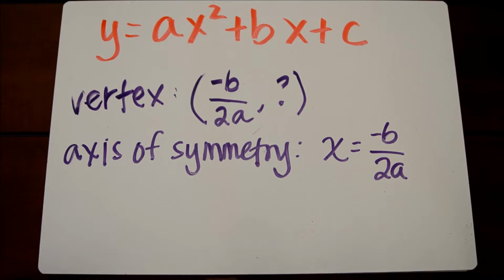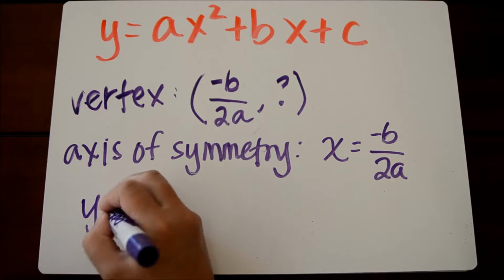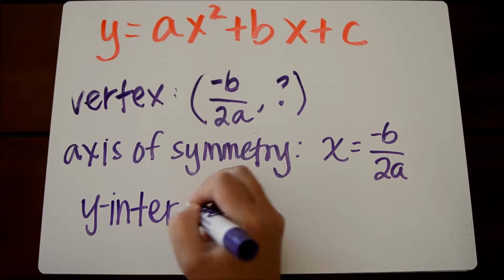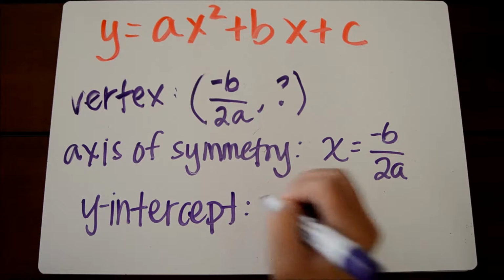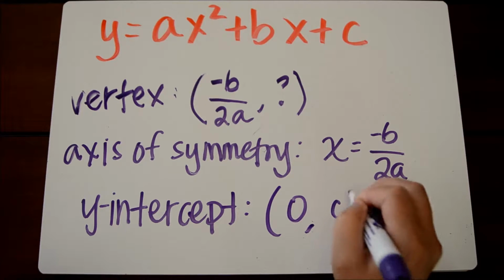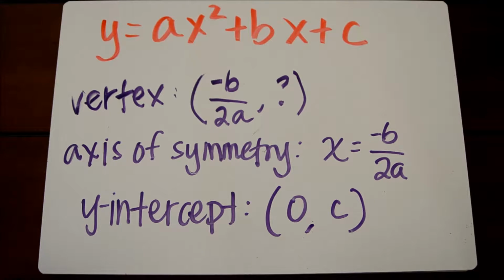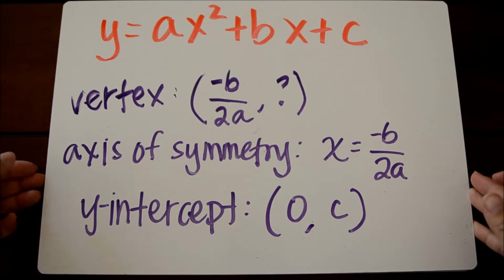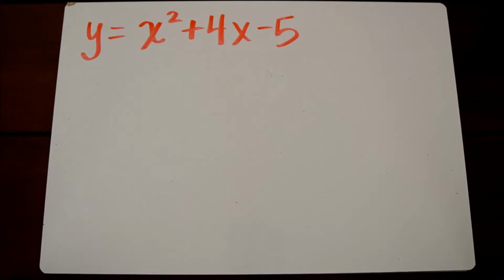And then we'll also be able to find the y-intercept. The y-intercept is 0 and then whatever the c value of the standard form equation is. Let's take a look at our first example.